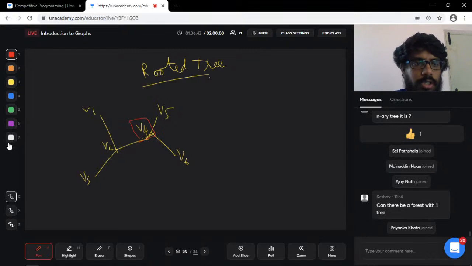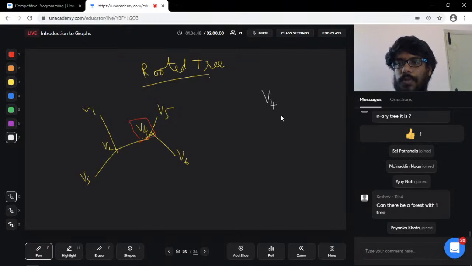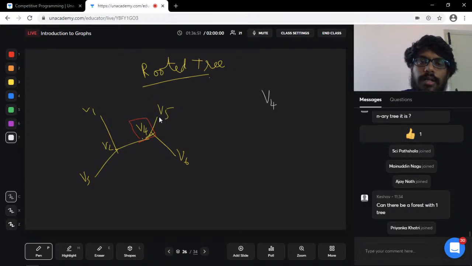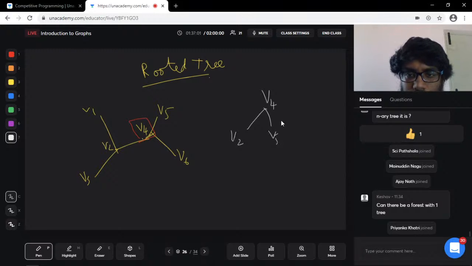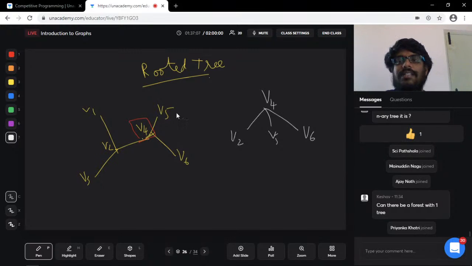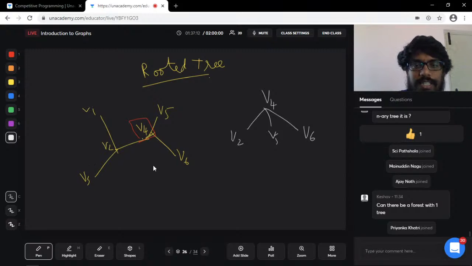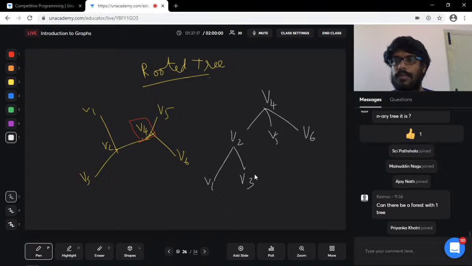So I'm going to take v4 and write it at the top. Then I'm going to take all the edges going out of v4 and put them down. The degree of v4 is 3, right? So from v4 I have v2, v5, and v6. Now v5 and v6 don't have anything else adjacent to them, but v2 has 2 more vertices, v1 and v3. So I'll put them beneath v2. Now this is a rooted tree.